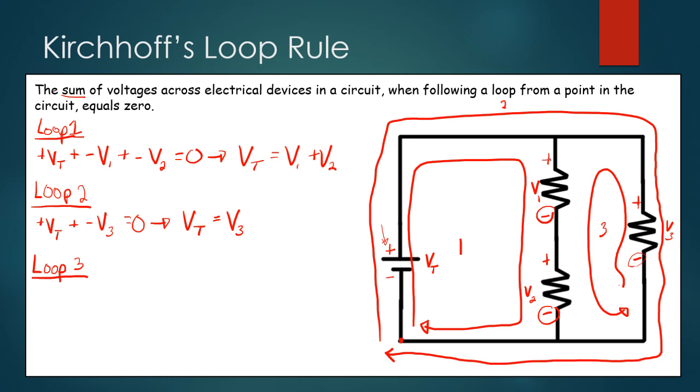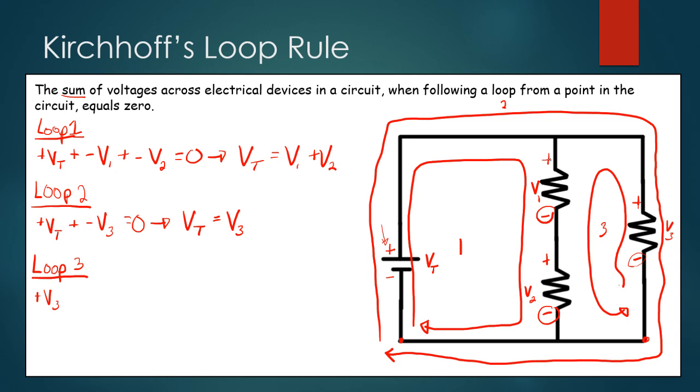All right? And so loop 3, we're going to start down here at this corner. Now loop 3 says that I'm going to go across here, and I'm going to get positive V3 because I'm going in this direction, right? And so the sign of leaving in this case is positive.